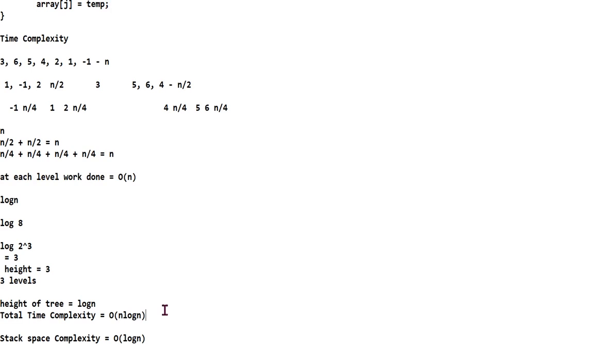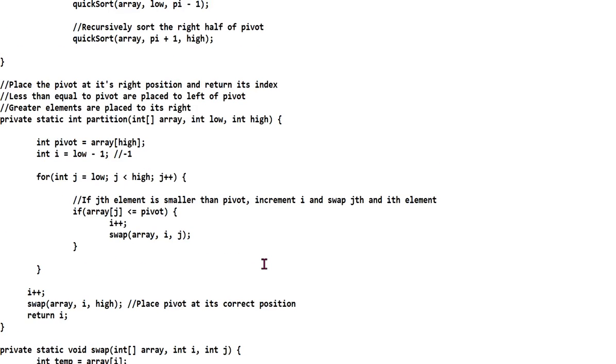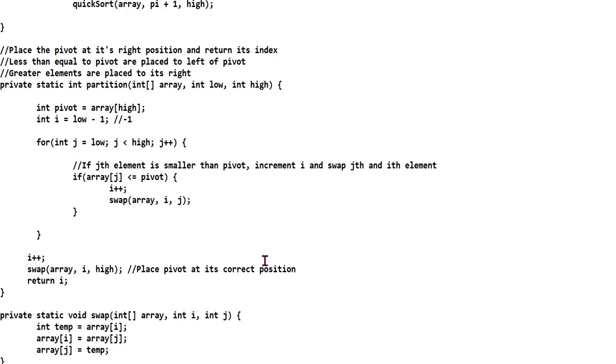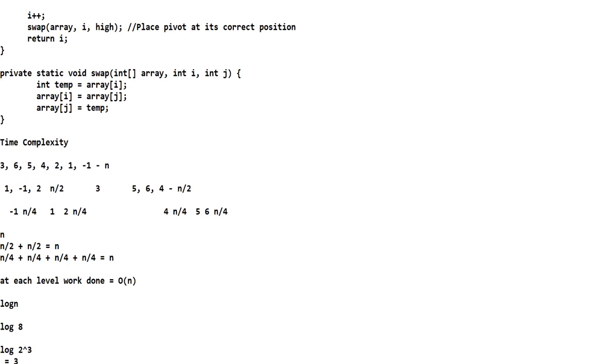This time complexity is for the best and average case. Now what is the worst case? Let's look at the worst case of the quicksort algorithm. Think of it that you need to perform a quicksort on an array that is already sorted. What would be the time complexity of that algorithm? Let's look at that.